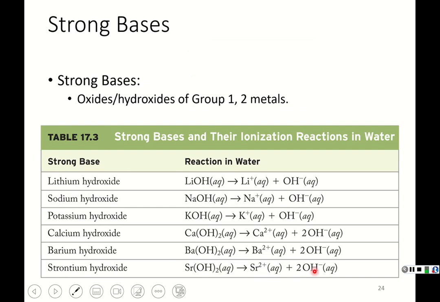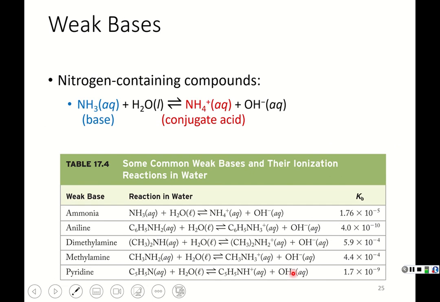Strong bases, again, we've mentioned these in chapter 4. This just shows their dissociation reactions in water. Basically you have group 1 and 2 metals with hydroxides on them. Weak bases are nitrogen-containing compounds for the most part. You can have ammonia, that's very simple, it's just NH3. But you can have the NH2 groups that are in organic molecules too. So molecules that are made out of carbon will have an NH2 group on them.